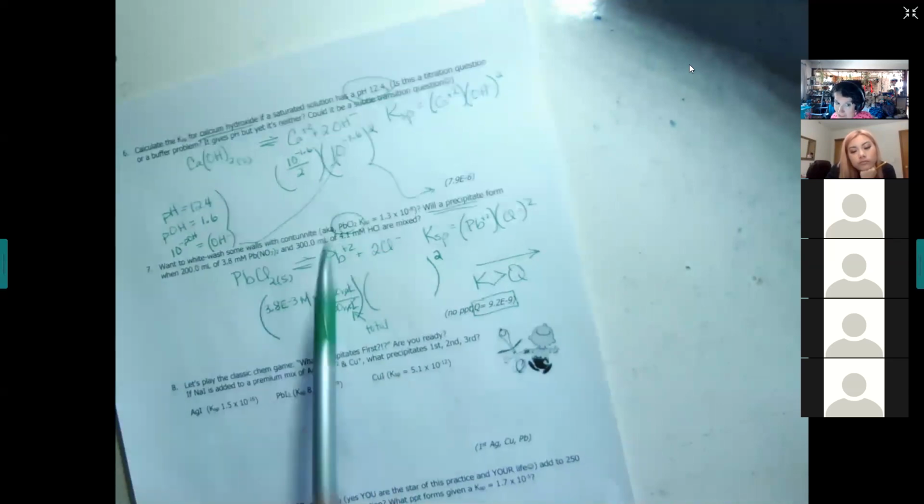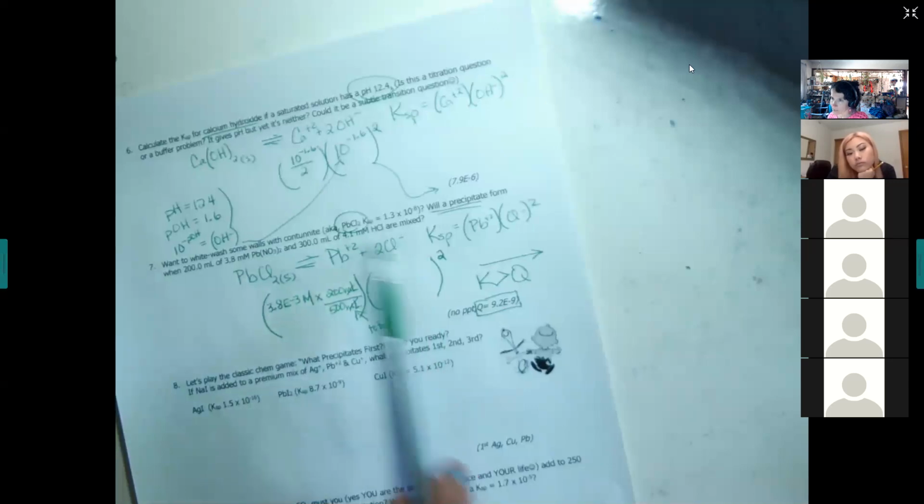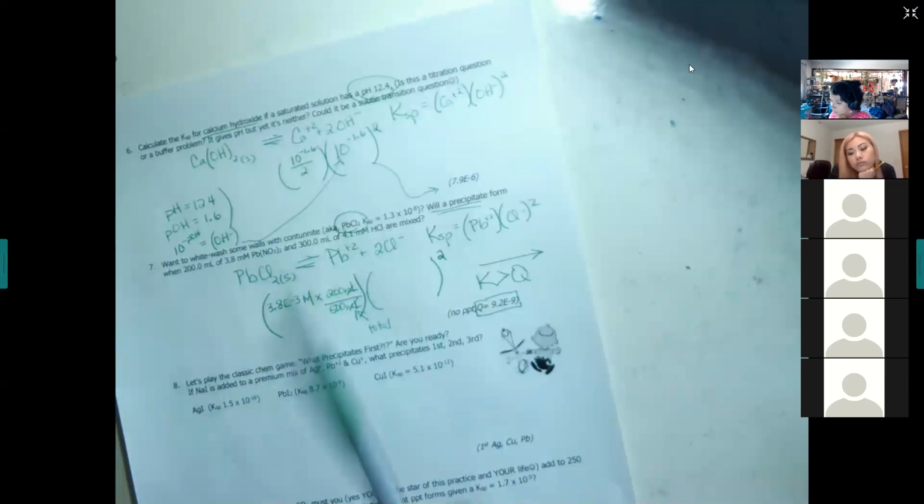So I want to go back to something that happens on these two, because this is a big conceptual thing. On this number 7, you do not double the chloride, because we brought the Pb and the Cl from 2 different places. The Pb came from the lead nitrate, the chloride came from the HCl. So they are not stoichiometrically related. Up here, it's a saturated solution. All you have is calcium hydroxide. The way you know is that it doesn't mention anything else.